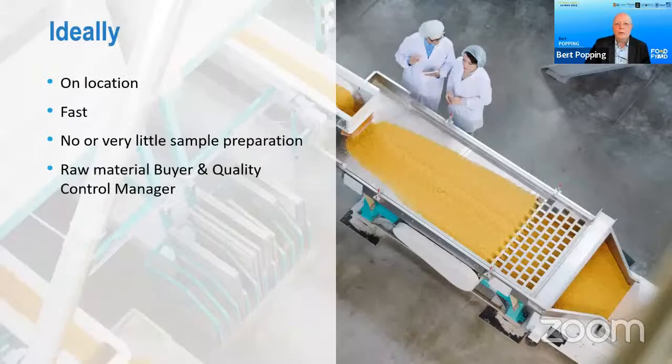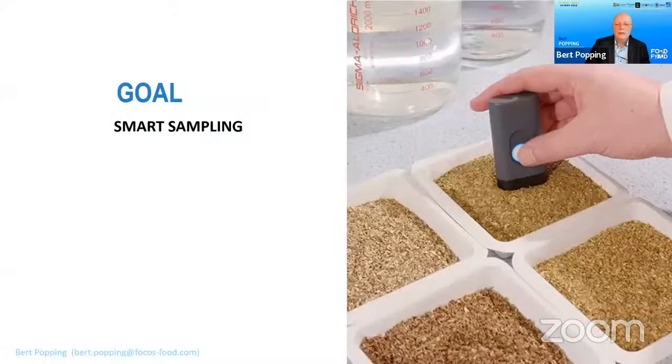What do these tools need to provide? They need to be usable on location. They need to be usable fast, so basically point and shoot devices, as we call them, with no or very little sample preparation. And they can be used ideally by raw material buyers or quality control managers, or, if you work for the government, by food inspectors. Do we have those devices?